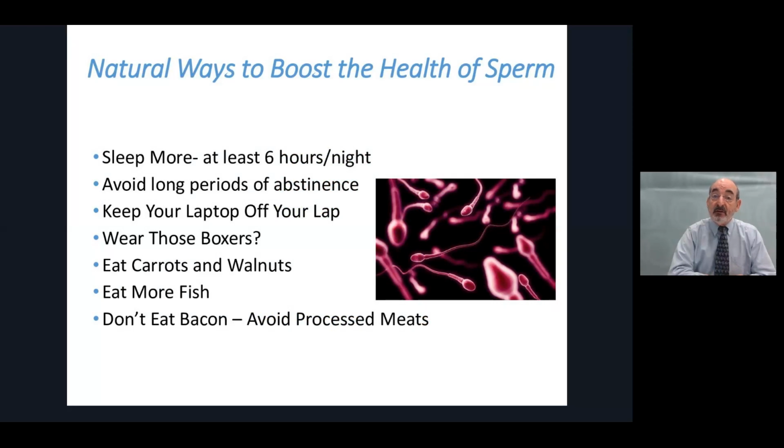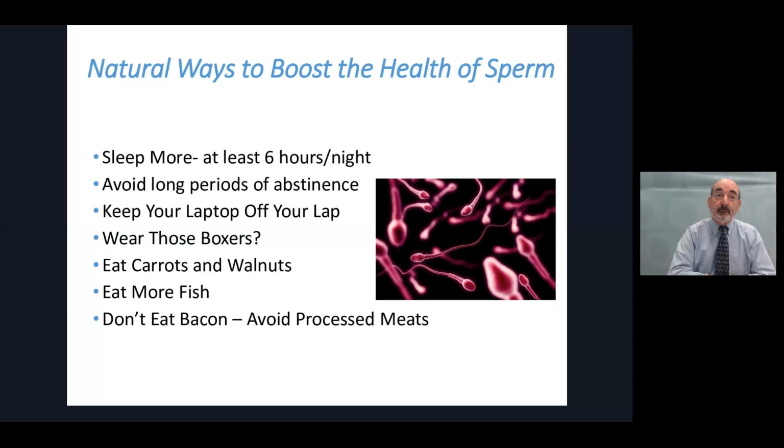There are some natural ways that we can help boost fertility. We've talked about lifestyle, diet, weight. For men, sleep, as we talked about, is important. Avoiding long periods of sexual abstinence or ejaculatory abstinence. I mentioned cell phones, but also it's important to keep laptops off of the lap. Laptops give off heat, and they also give off small amounts of electromagnetic radiation. So most men are no longer putting their laptop on their lap. They're using a desk or something between them. Continue that practice. We talked about boxers versus briefs.